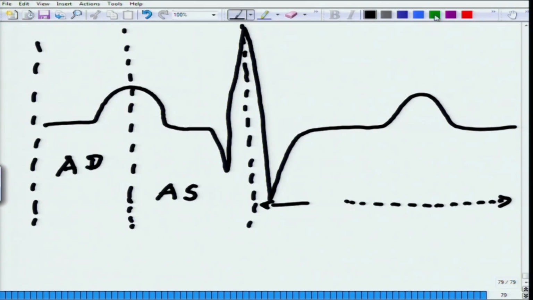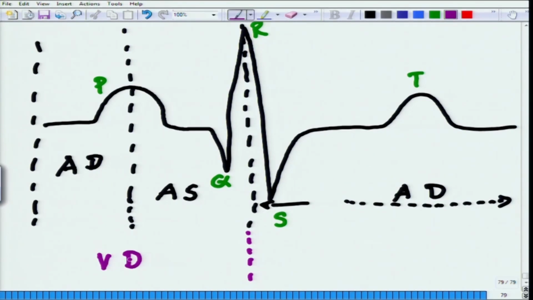So, this is P, let me mark it, this is P, this is the QRS complex, and this is T. Till the next P starts, we are again in the atrial diastolic phase. On the other hand, if I look at what is happening in the ventricles, this is the ventricular diastole phase, and it continues. Then this is the ventricular systole phase, and again the ventricular diastole phase.